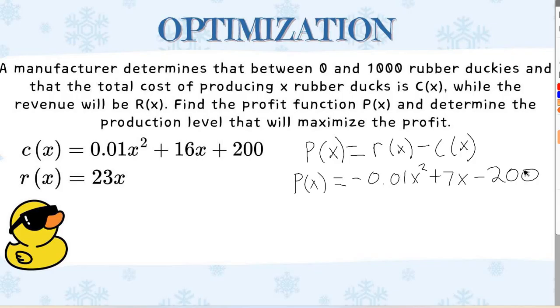And then how do I find the maximum of a function? Take the derivative. So what's our derivative there? You can use your calculator. Negative 0.02 X plus 7. Okay. What are we doing with that? That equals 0.